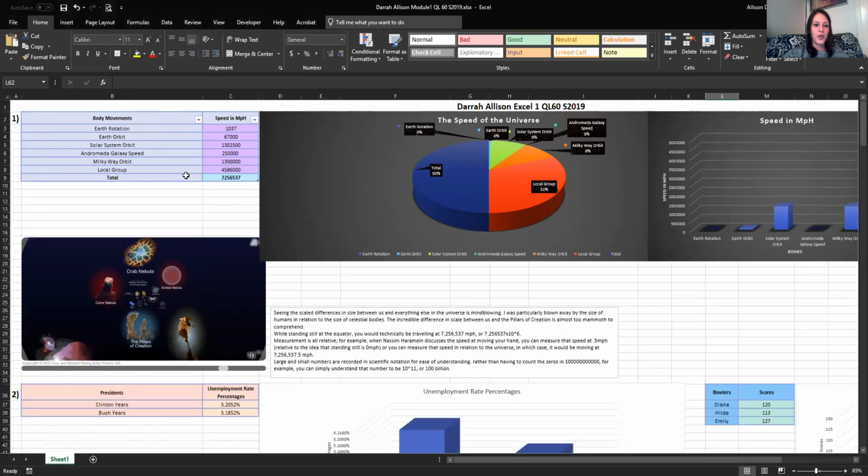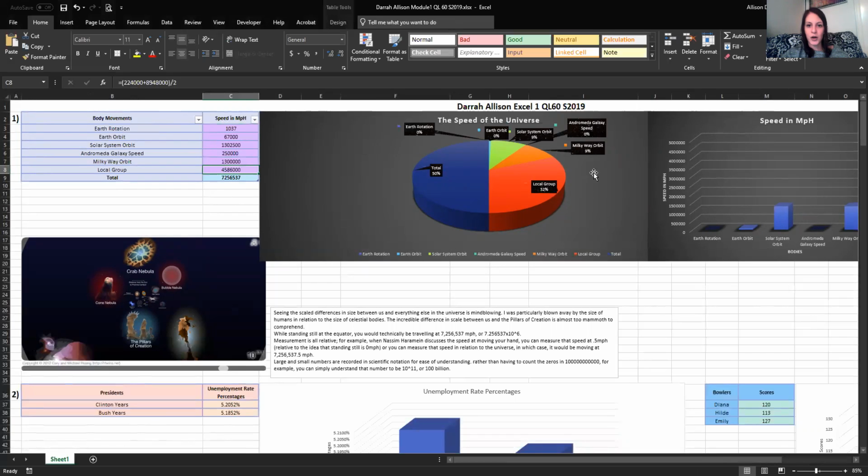So with this one, what we did was we were seeing, standing still relative to the universe, how fast we actually are going. And so we got to calculate, based on the speed in miles per hour, how fast we were truly going. And all my calculations are in here. I remember seeing that we had to show our calculations.